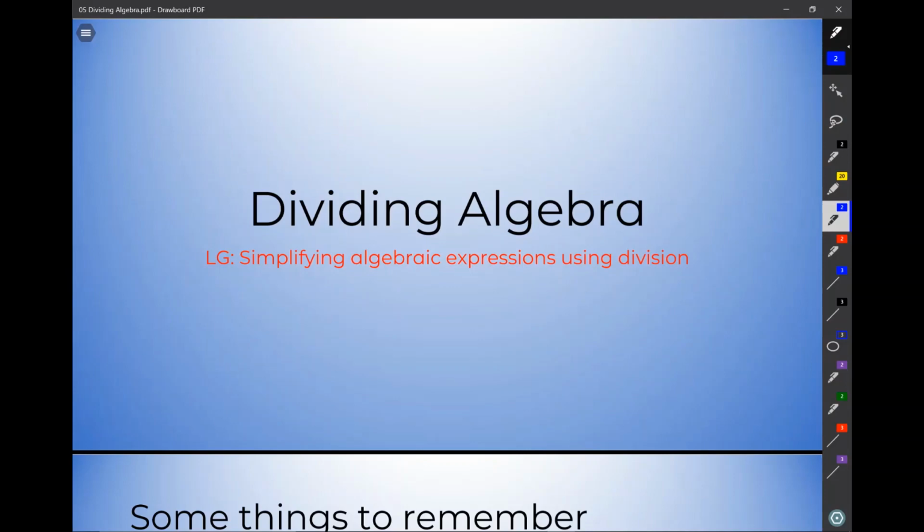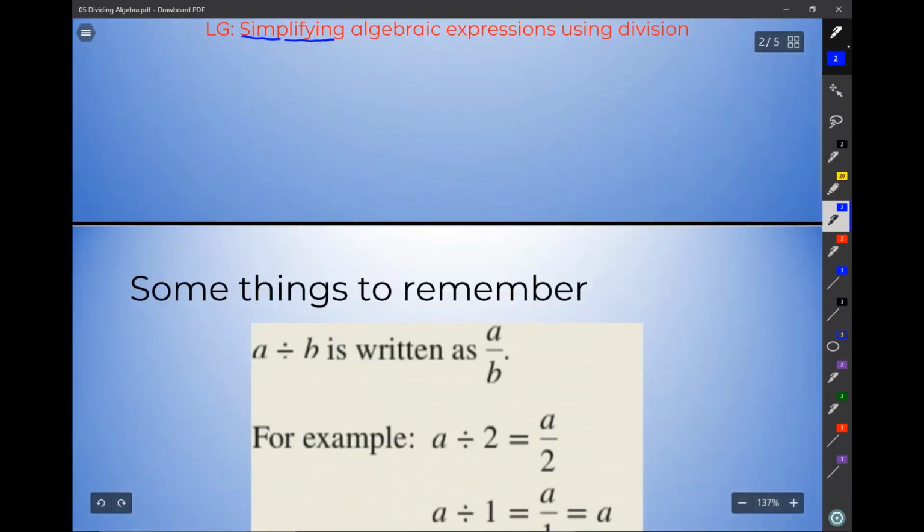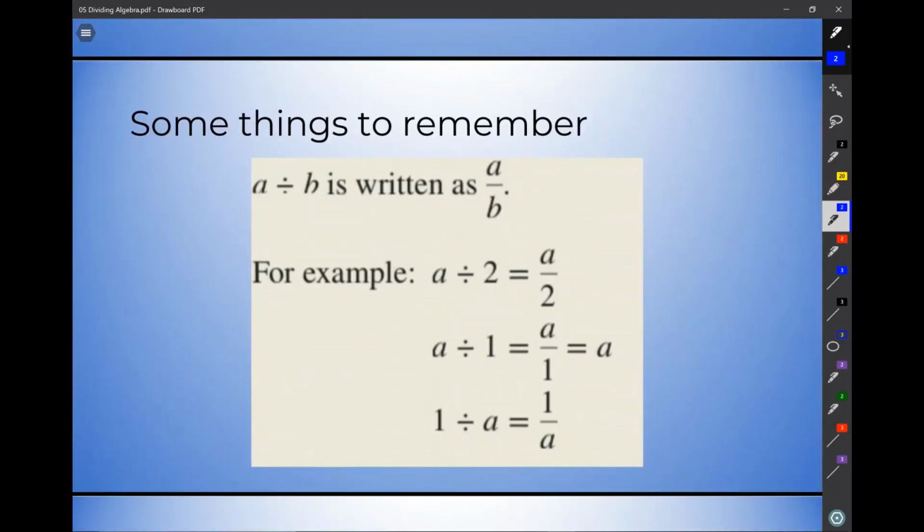Today's lesson is going to be again about simplifying algebraic expressions, but this time we're using division, not multiplication. So some things that we need to make sure we remember before we start trying to answer some questions is, when we see this symbol here, the division symbol, we need to remember that we can rewrite it as a fraction.